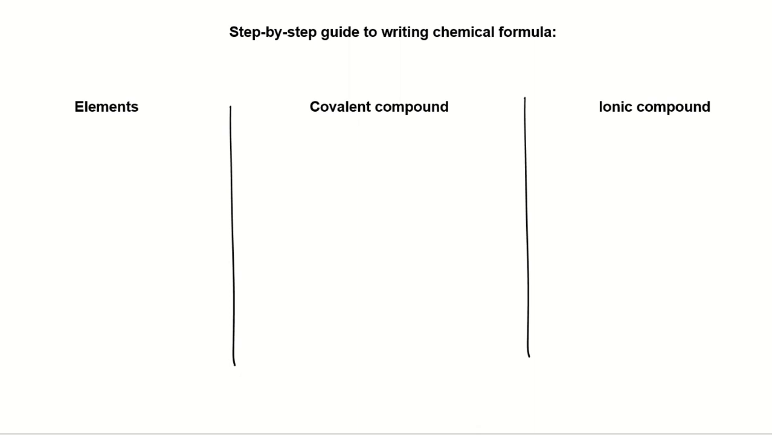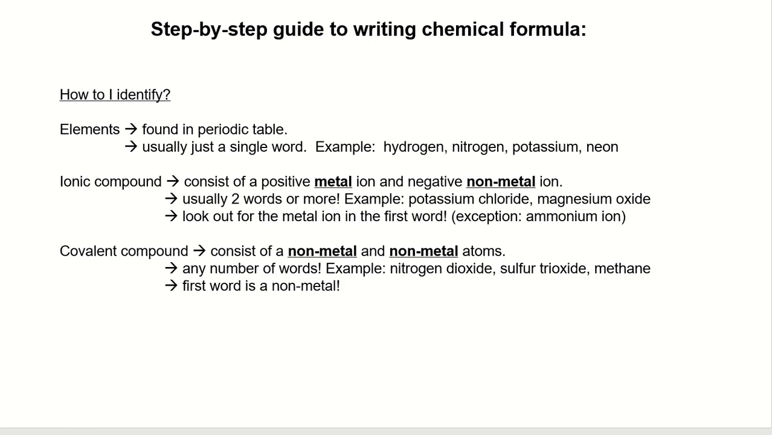So how do we determine whether or not a substance is an element, covalent compound, or an ionic compound? Now first of all, elements are the simplest for us to identify. Why is that so? All the elements can be found in the periodic table. So usually elements are just a single word. For example, hydrogen, nitrogen, potassium, neon, and every other thing that you see in your periodic table. So all those are elements.